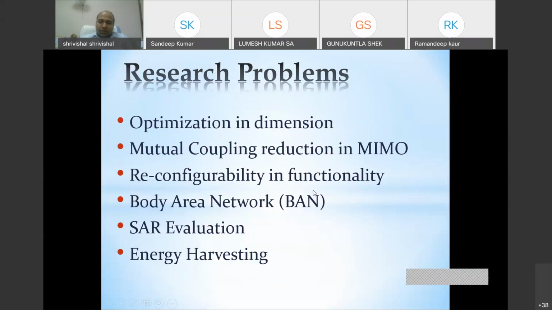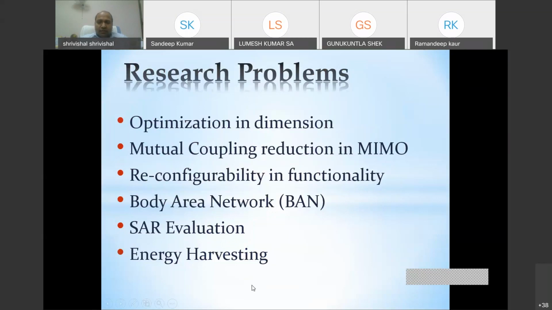Body area network. When you put these kinds of devices near the body, how do their power and frequency affect our body? What is the possibility of placing those devices near our body, and what are the harms, the effect of that power on body parts? That could be found out through SAR evaluations.